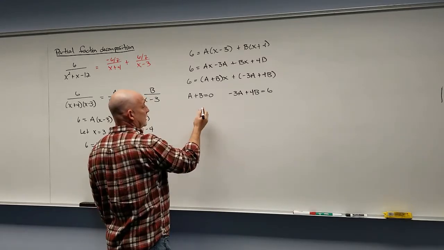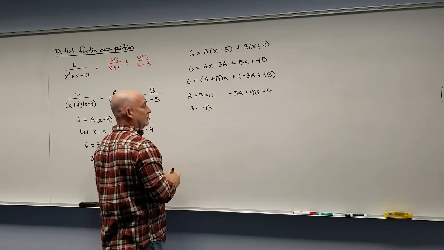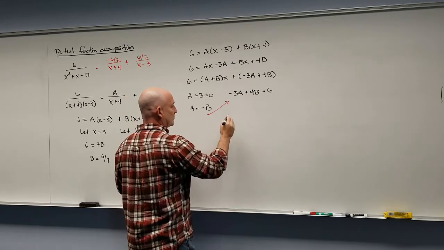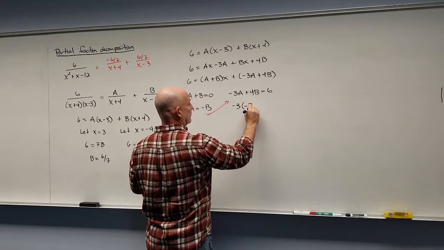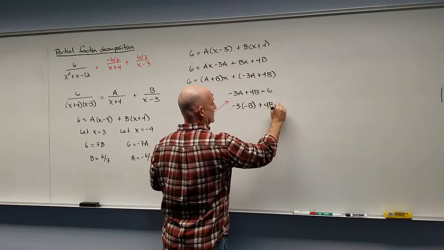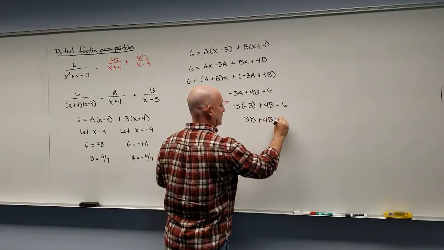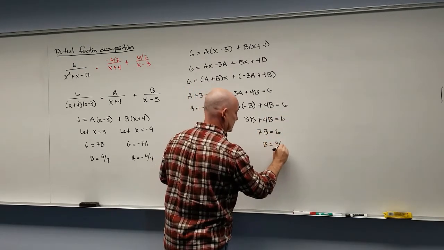So I'm going to use the substitution method here. We can see that a is equal to -b. Plug that in over there. So that's 3b plus 4b is equal to 6. 7b is 6, or b is 6/7.